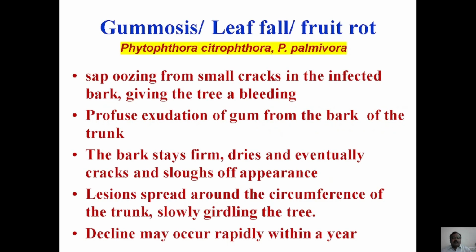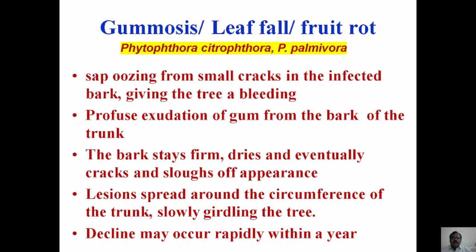Students, in this class we are going to learn some of the important diseases of citrus crop. The most important disease that affects the citrus crop includes gummosis, leaf fall or fruit rot disease, caused by Phytophthora citrophthora as well as Phytophthora palmivora.